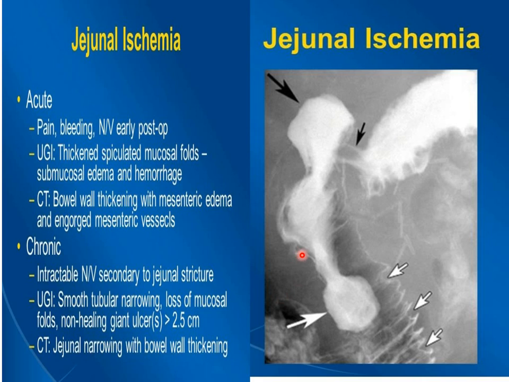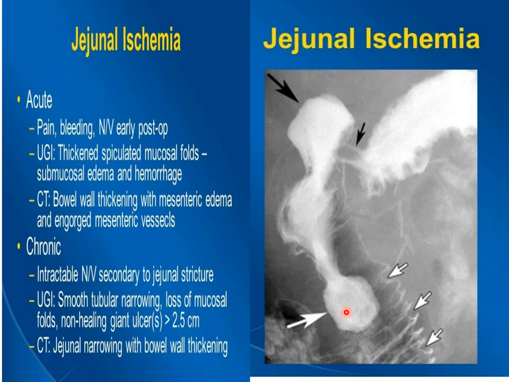Yes, you see this is the lumen which is filled, and if you look into the mucosa, you will see it's thickened. And on CT, bowel wall thickening with mesenteric edema and also engorged mesenteric vessels can be seen easily on contrast CT. In the chronic one, intractable nausea and vomiting secondary to jejunal stricture. Upper GI imaging: smooth tubular narrowing, loss of the mucosal folds. They will lose them. And this one is the acute one. Sorry, I didn't find the chronic one.